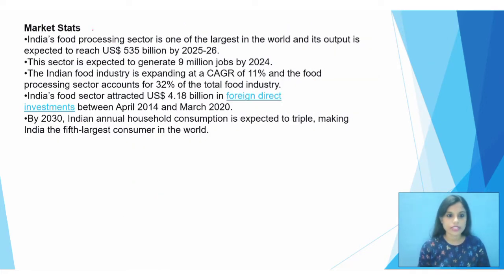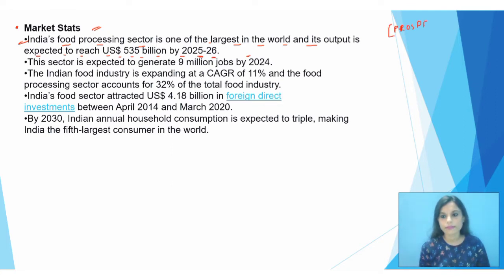Next, you need to give suitable examples as we have read in the questions. So here you need to provide a little bit of statistics, market statistics you can talk about. India's food processing sector is one of the largest in the world, and its output is expected to reach US dollar 535 billion by 2025 and 26. So here we have started focusing on the prospects.